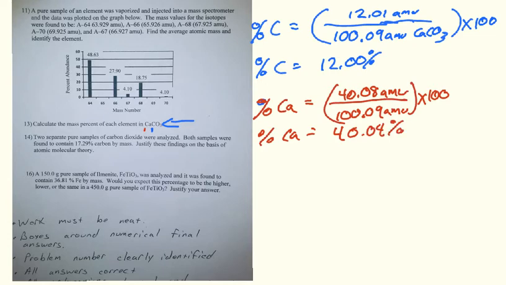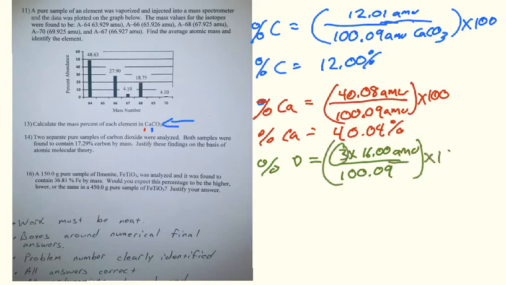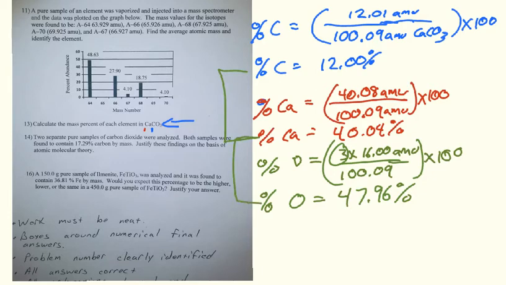And then our percent of oxygen is a little bit different because, yes, we do the same mass on bottom, but on top we're going to do 3 times our mass of oxygen, which is 16.00 AMU. So there's the important part, because we have 3 oxygens, times 100, and our percent of oxygen turns out to be 47.96%. And it's always a good idea to check this, that, and that should all add up to be 100%. Let's see, 87, 96, that's pretty close.